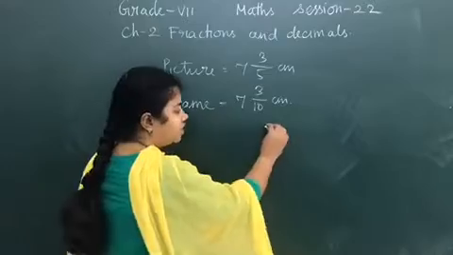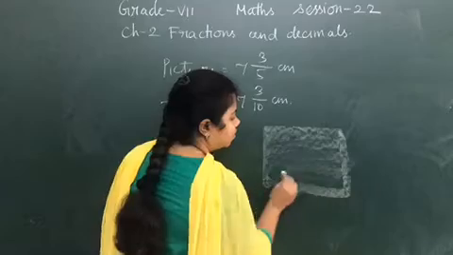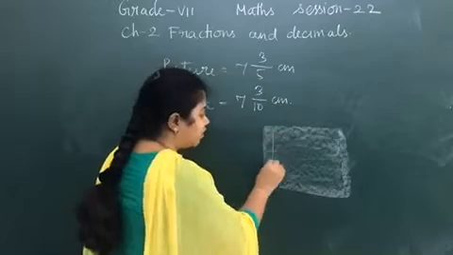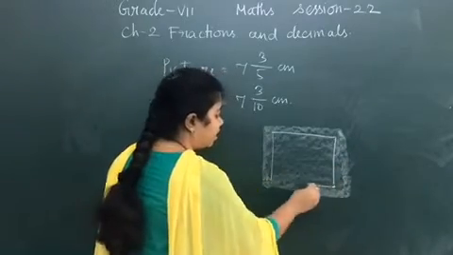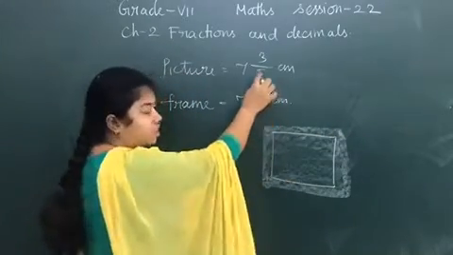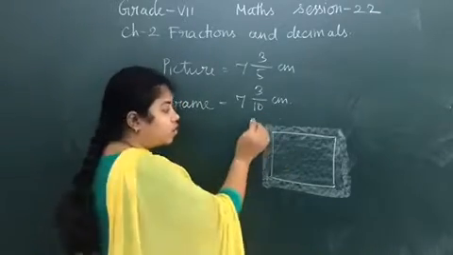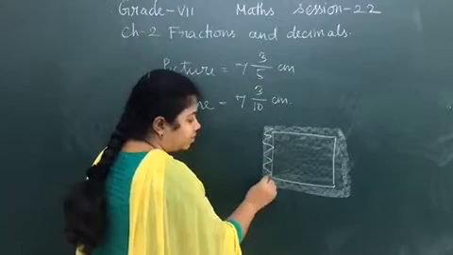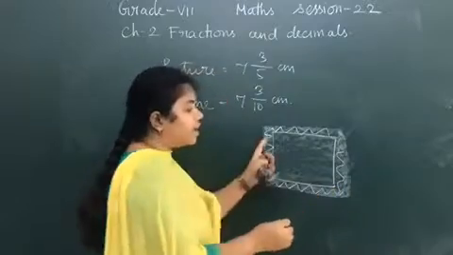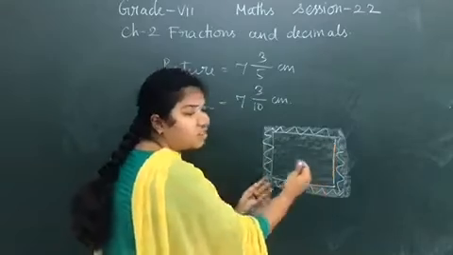Can you understand? For example, this is the whole picture I have. But my frame is 7/10 centimeter. This is my frame. So I have to take the whole picture and subtract this frame from that picture. If I subtract, I will get this area. Yes, this is my subtracted area, so that I can trim this area. Means I can cut this picture and fit it inside the frame.